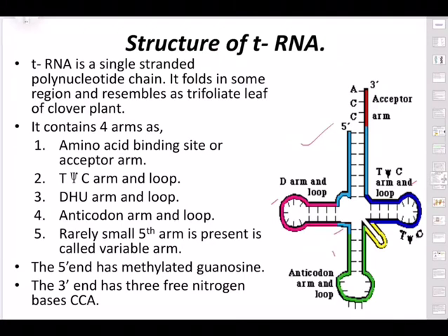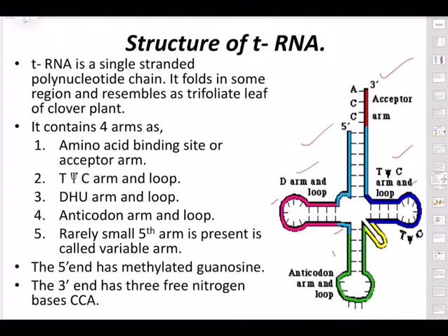It contains 4 arms: 1, 2, 3, 4. The first one is the amino acid binding site, or acceptor arm. This is the acceptor arm, the amino acid binding site. The second one is the T arm and loop, the TΨC arm loop. And the third one is the D arm, the DHU arm and loop. You remember it as T arm and D arm.